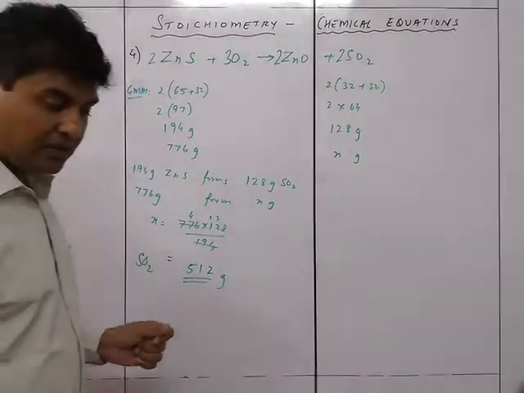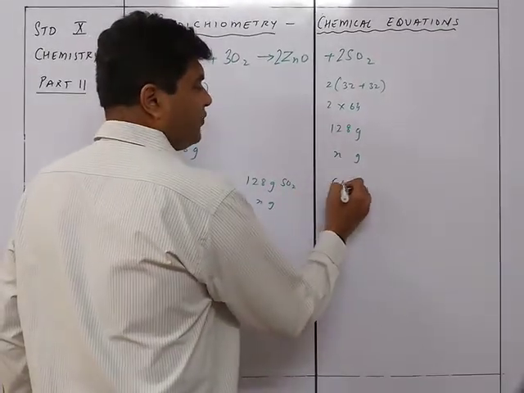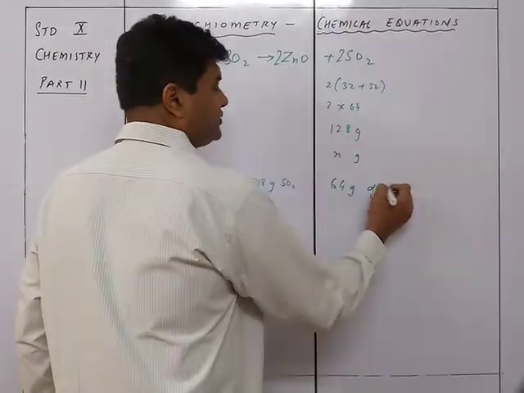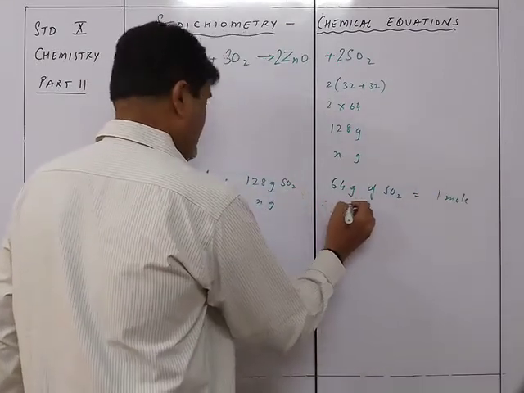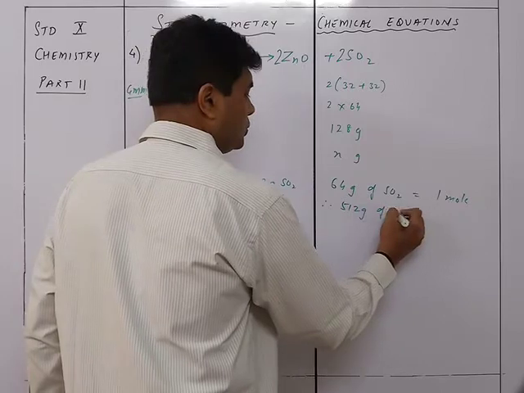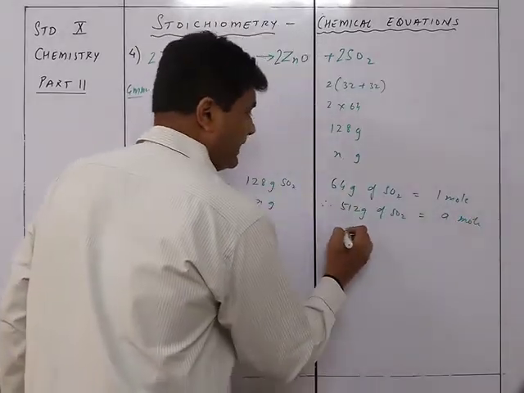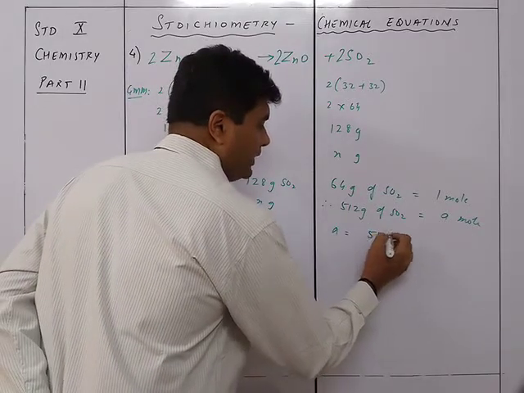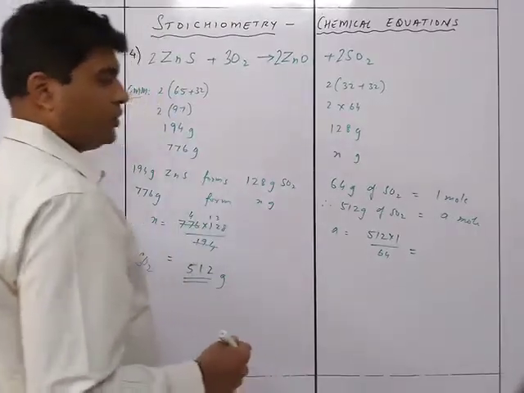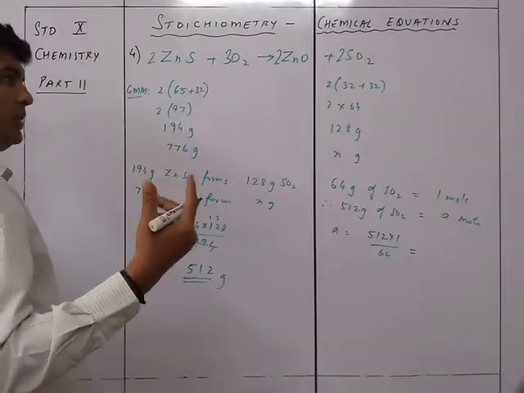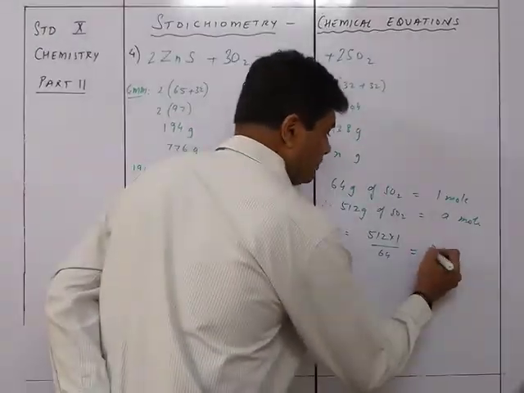Now the question is, how many moles of SO2? So we know that 64 grams of SO2 is equal to 1 mole. Therefore, 512 grams of SO2 is equal to A moles. So A is equal to 512 into 1 upon 64. So 64, 128, 256, 512. Yeah, so it will be equal to 8 times. So that is equal to 8 moles.